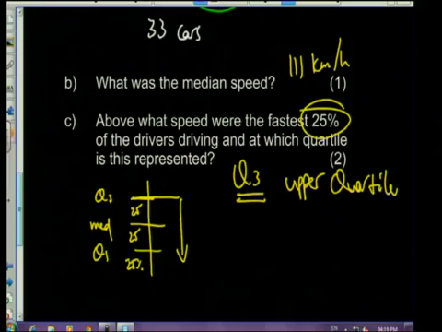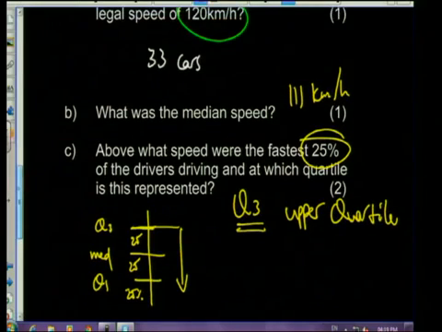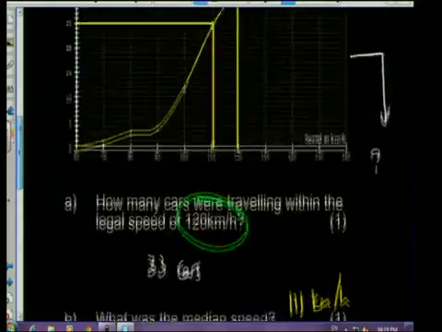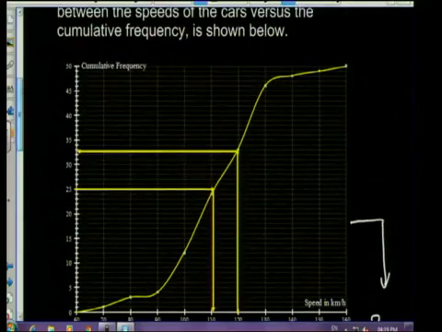And now I'm going to have to go and read that value. So I'm going to say, where would 3/4 of 50 be? 3/4 of 50 is roughly 37.5. So I'm going to go to my sketch, and now I'm going to read off 37.5. So 35, 36, 37, 37.5.